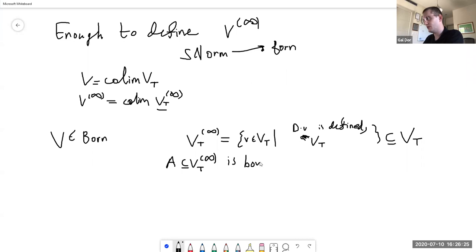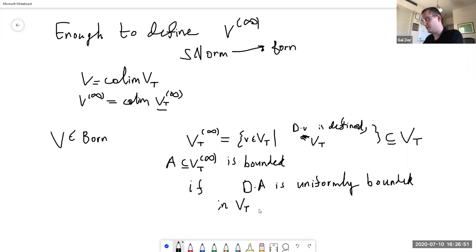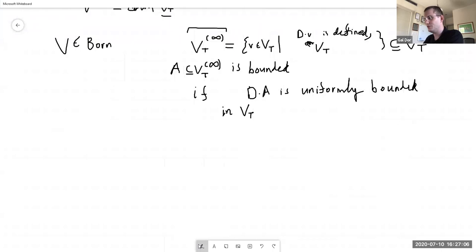if D times A is uniformly bounded, is just bounded in V_T for this specific thing. So this gives V_T infinity the structure of a bornological vector space, and we can think of this as a generating collection of bounded subsets. So we say V infinity is the bornological vector space generated by these bounded subsets.